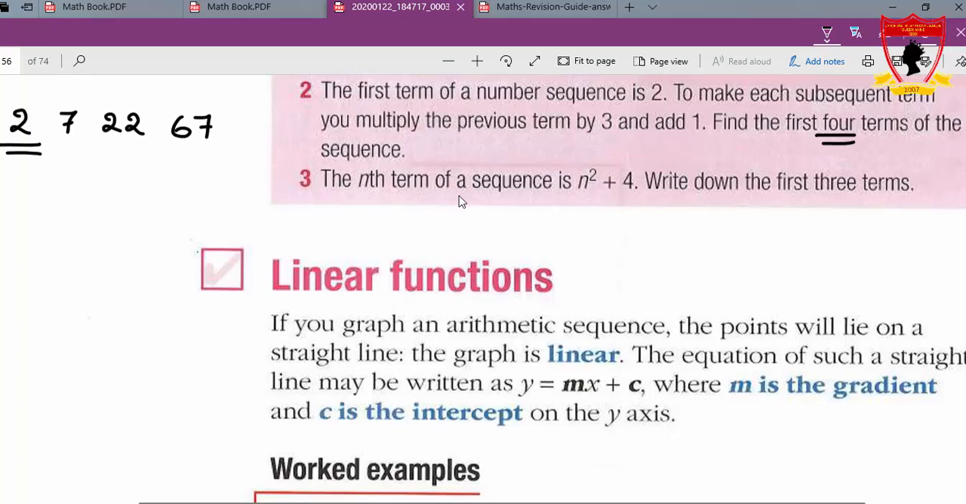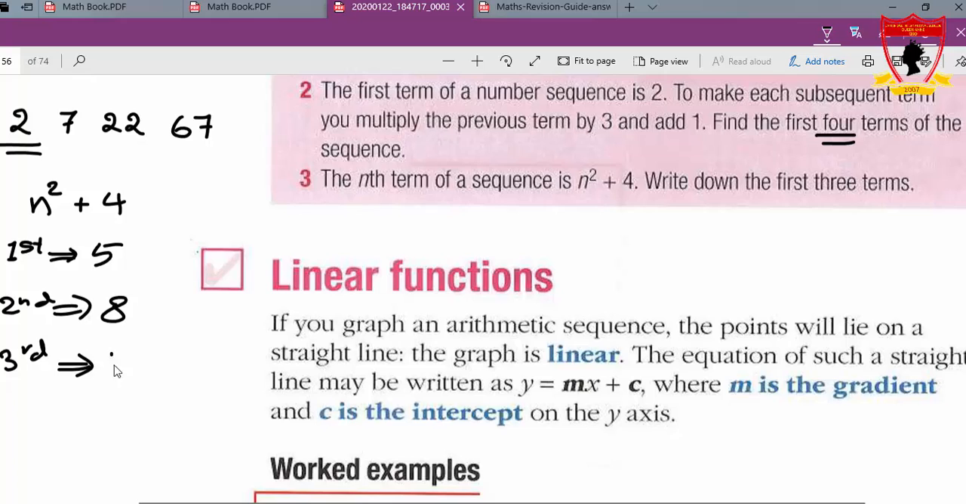Question 3. The nth term of a sequence is n squared plus 4. Write down the first 3 terms. So what we have is n squared plus 4. So for the first term, we're gonna put 1 instead of n. Then we will get 1 squared, which is 1, plus 4 is 5. For the second term, we're gonna put 2 in place of n. Then 2 squared is 4, plus 4, 8. For the third term, we're going to put 3 in place of n. 3 squared is 9 plus 4, 13. And the fourth term, 4 squared is 16 plus 4, 20. So we got all the first 4 terms of the sequence, but the question says the first 3 terms. Here they are.